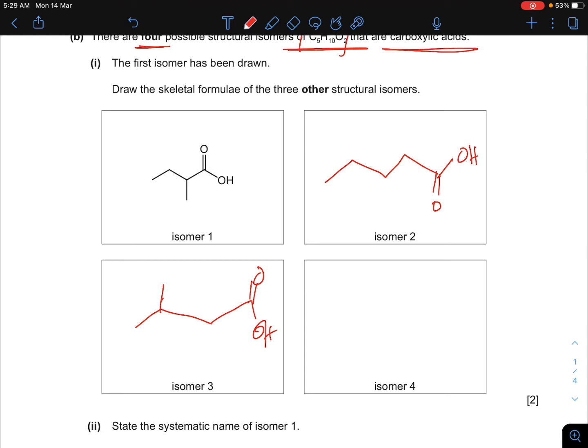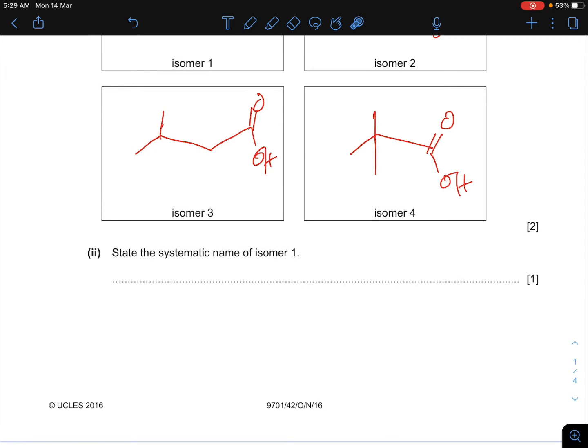And if we take 3 carbon atoms in the chain, this is propanoic acid, and 2 methyl groups on the same carbon atom. So these are 3 isomers. One of the isomers was already drawn. We have drawn 3 isomers, all are carboxylic acids, and their molecular formula is C5H10O2.